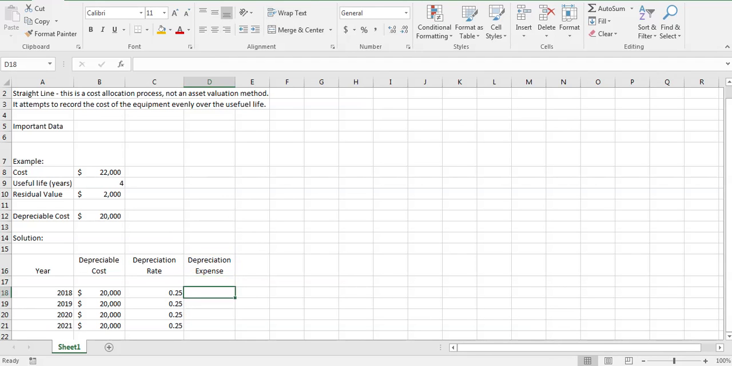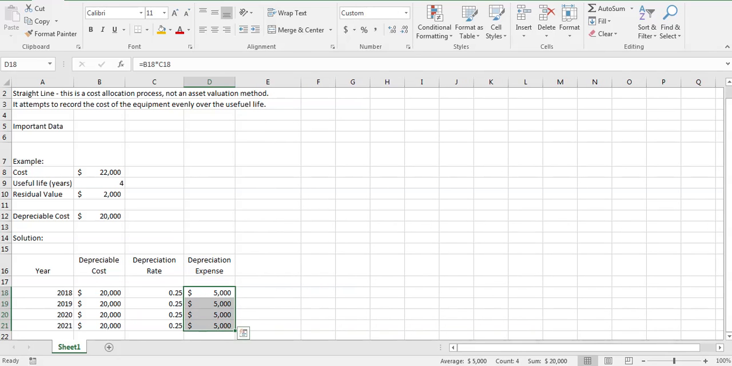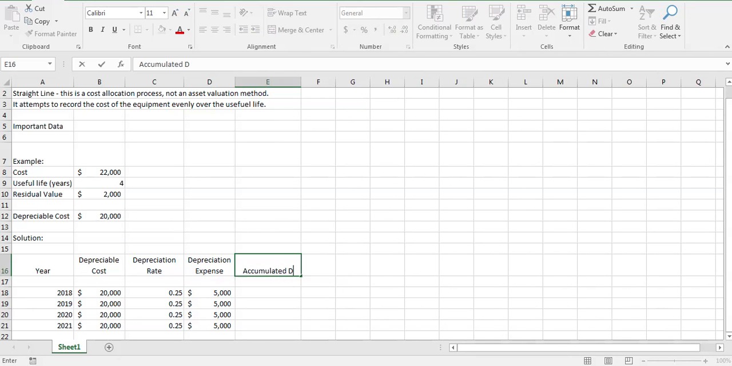Depreciation expense is basically depreciable cost times depreciation rate, and that will give you the 5,000 that will be our depreciation expense. As you can see, we have already set up part of our table, and if you add the depreciation expense for the 4 years, you will note that it adds to 20,000, which is our depreciable cost. That's why we want to make sure that we have all the rows, so that when you calculate the depreciation rate, it will go to 1 or 100%.